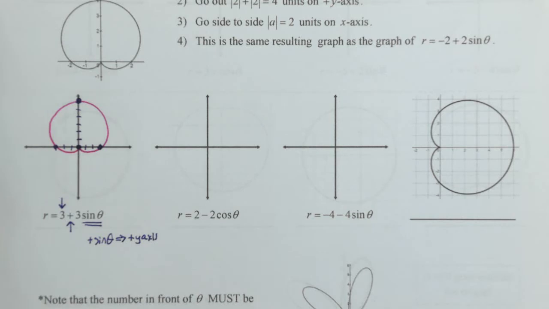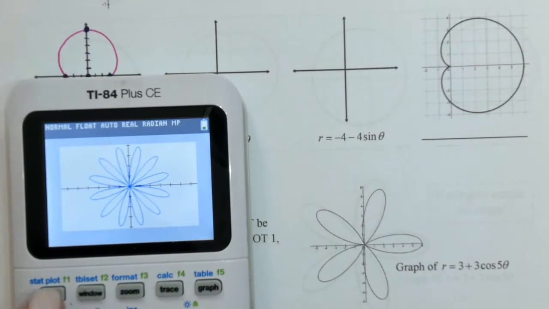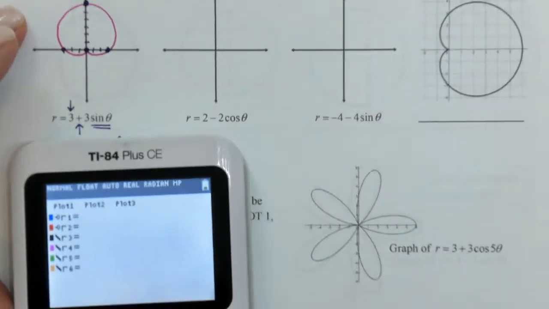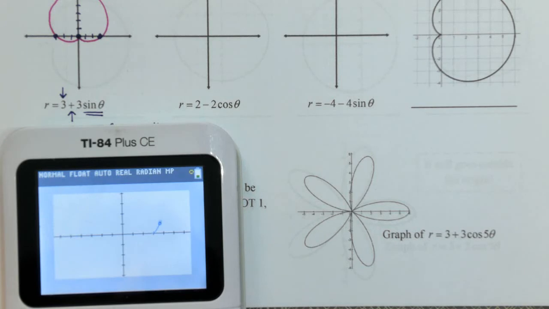Okay? We can confirm this on our calculator. Still had yesterday's roses up there. This is 3 plus 3 sine theta. It's going off the graph a little bit, but there you go. Okay?